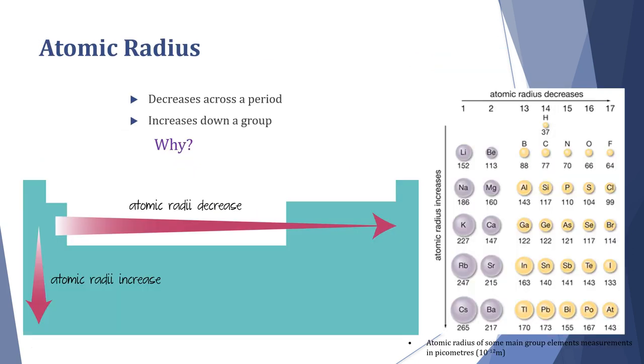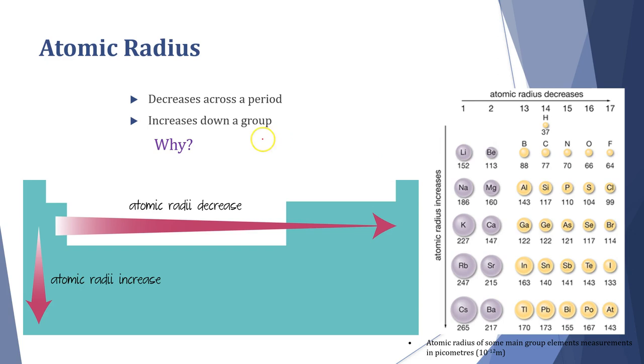So this is the first trend that we are going to talk about that you need to learn. Atomic radius. When we talk about atomic radius, we're talking about the volume of the electron cloud, really. So the nucleus is small and dense. Most of the size of an atom is defined by its electron cloud. So atomic radius decreases as we go across a period, and it increases down a group.